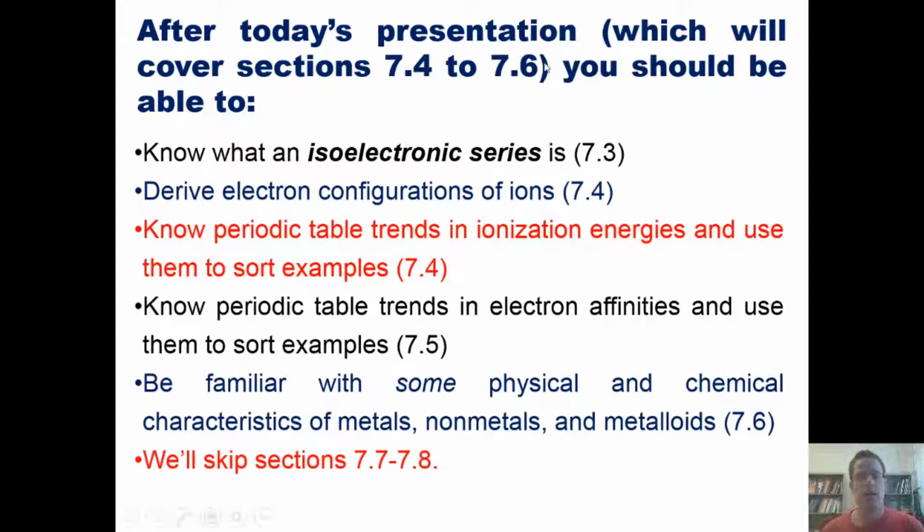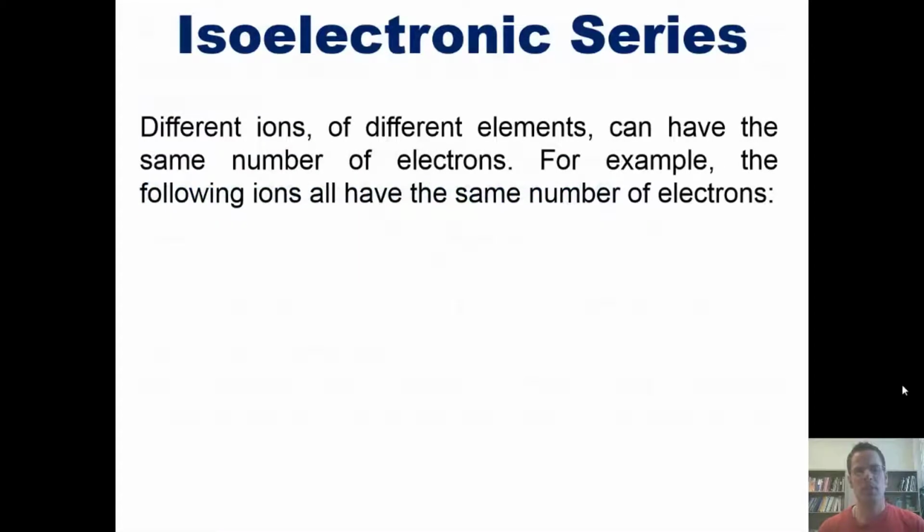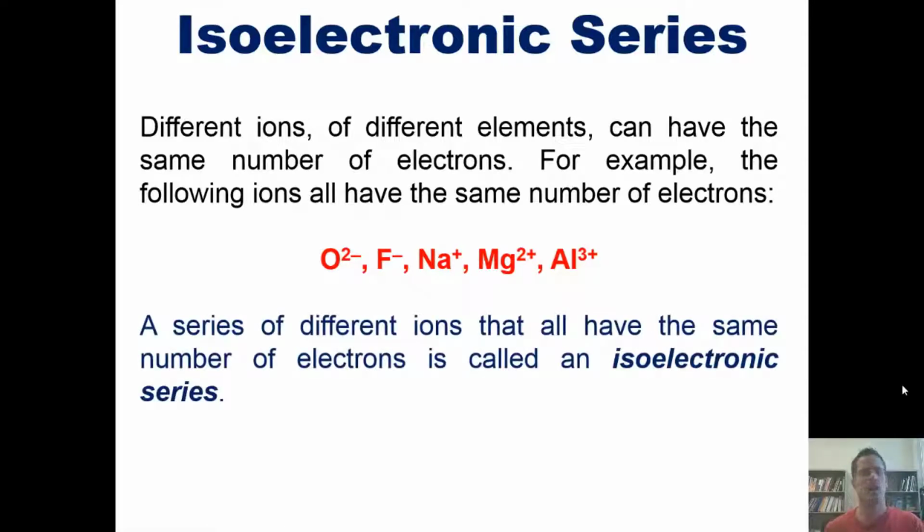In this video, I'll teach you the first three bullet points: isoelectronic series, electron configurations of ions, and knowing periodic trends in ionization energies and using them to sort examples. Different ions of different elements can have the same number of electrons. For example, the following ions all have the same number of electrons. If you look at the periodic table, you'll notice that all of these have the same electron configuration as neon. A series of different ions that all have the same number of electrons is called an isoelectronic series.